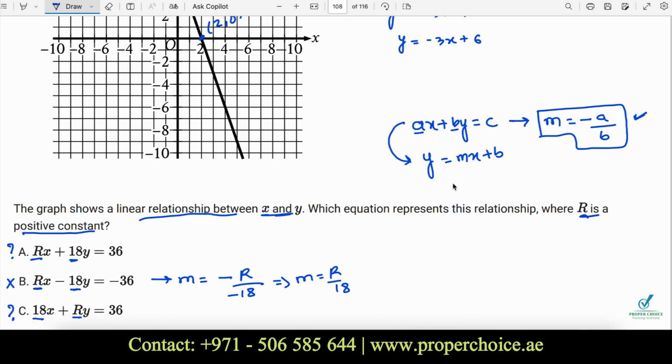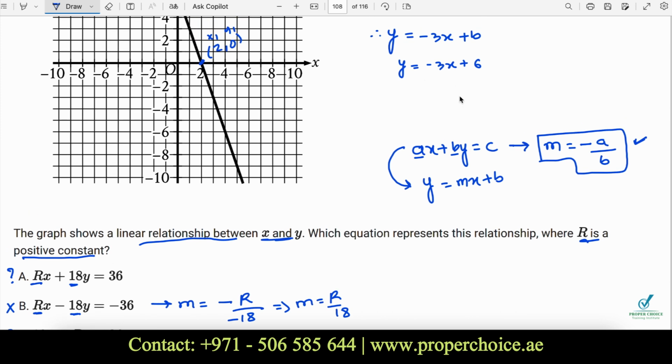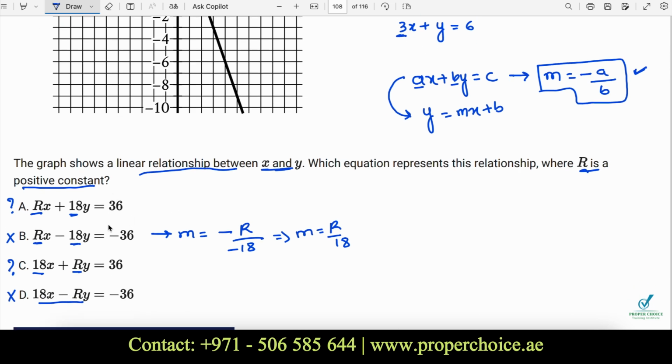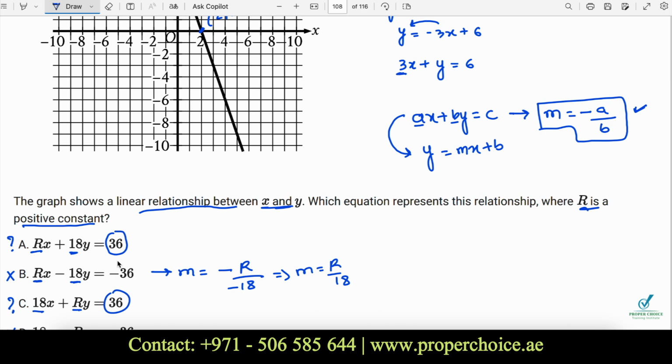And how do we match it to an option? When you rearrange this equation into standard form, you take the negative 3x to the other side, and it becomes 3x plus y equals 6. Now how do you predict which option it is? Look at the numbers in front of x and y. The coefficient of x is 3 times the coefficient of y, and in either case the right-hand side is 36. Right-hand side here is 6. How do you make that 6 into 36? Multiply the entire expression by 6.